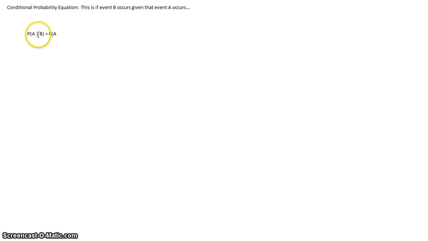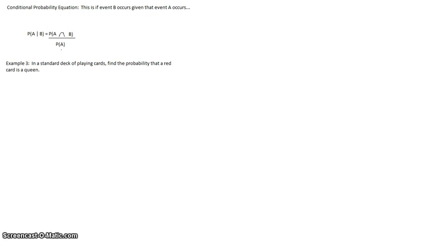For instance, this is going to be the equation. The probability of A conditional to B. We're going to take the probability of the intersection of A and B. In other words, we're going to look at what is common in both A and B, and we're going to divide that by the probability of event A.